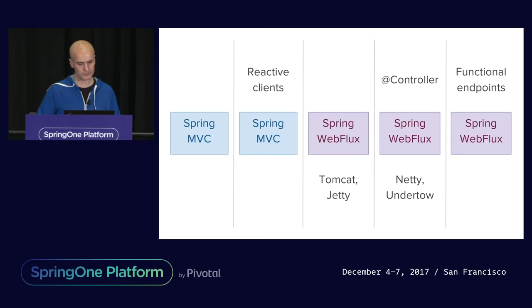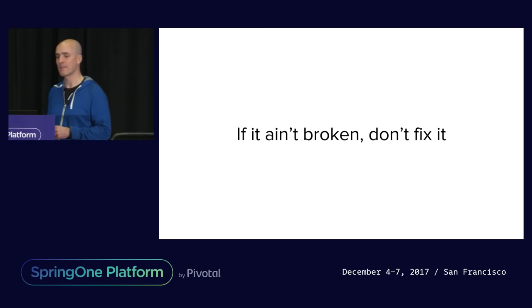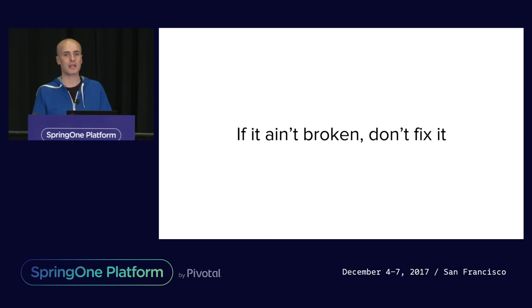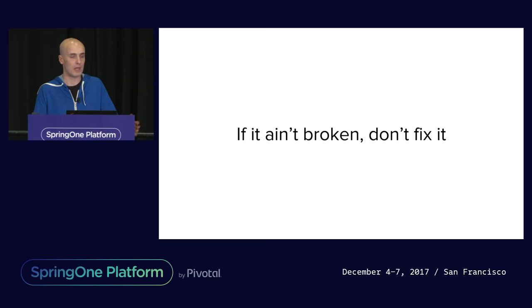To start with the obvious, but if it's not broken, don't fix it. Because if you break it, then you own it. Joke aside, this is an important point to make, right? There's a lot of existing applications, and many of them, if you're not suffering a problem, if you weren't already Googling what event loop means and concurrency and how do I scale with less hardware resources, if you don't have that problem, there's no need to change anything.